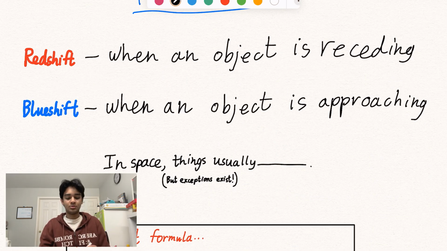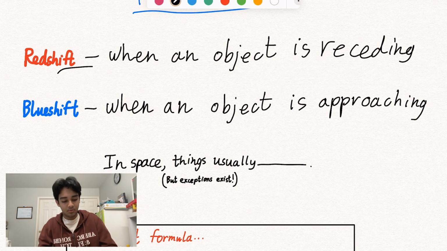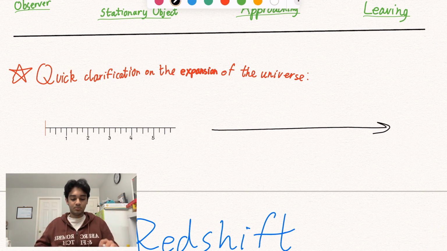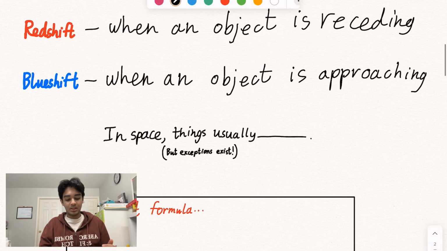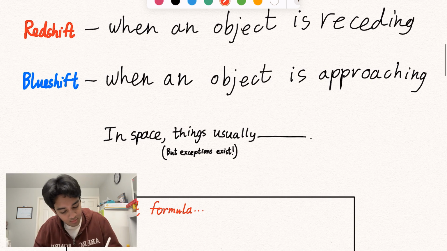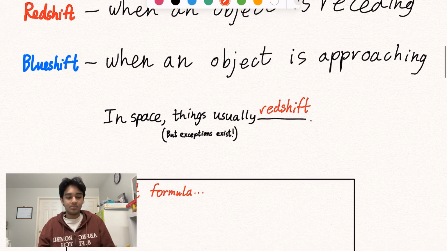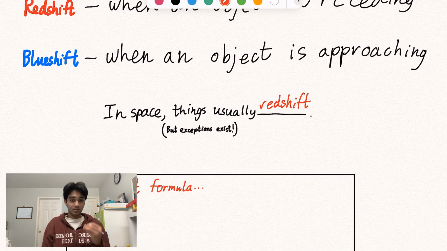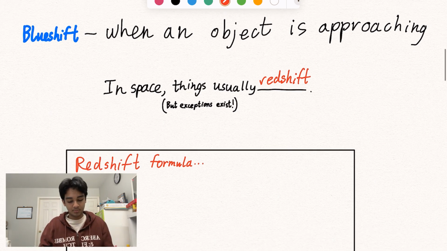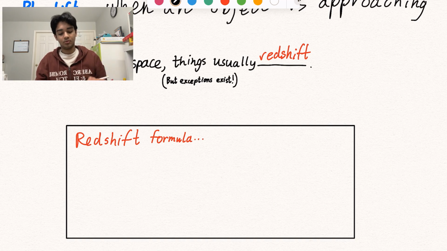And in space, do things usually redshift or blueshift? Well, let's think about what we were just talking about above. The universe doesn't just grow from one side. Everything stretches at once. Everything goes away from everything. So in space, things usually redshift. But there are exceptions sometimes, especially in the Olympiads, in the astronomy competitions, when you see problems. Keep in mind that there may be times where things blueshift or approach each other. That's possible.